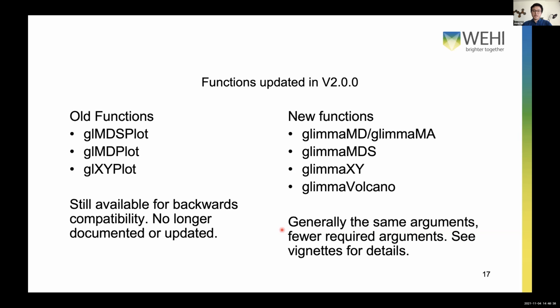Some of them require fewer arguments because we saw the opportunity to cut down on the number of arguments you need, because a lot of the data is actually already available through the other objects that we were previously taking. If you want to learn more about them, please go see the vignettes. There's quite detailed documentation there about how these work.